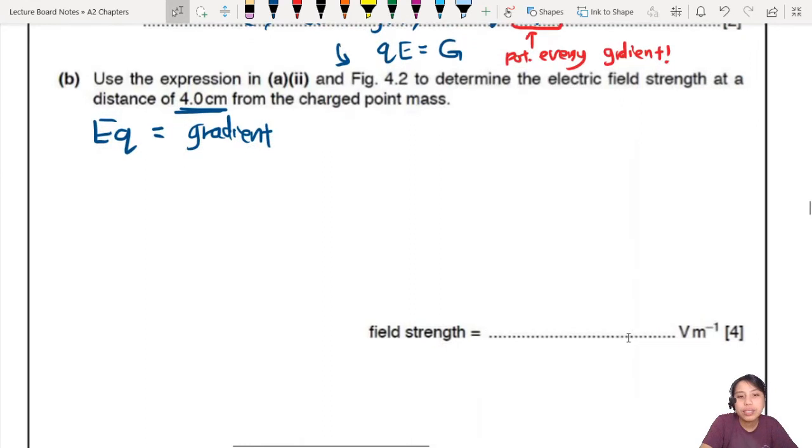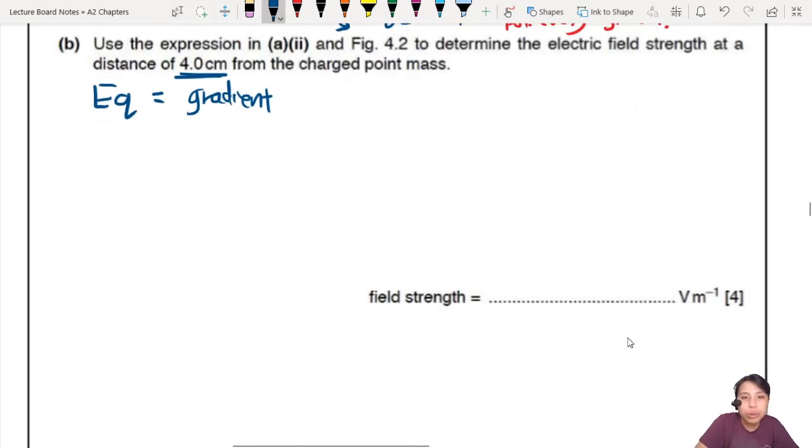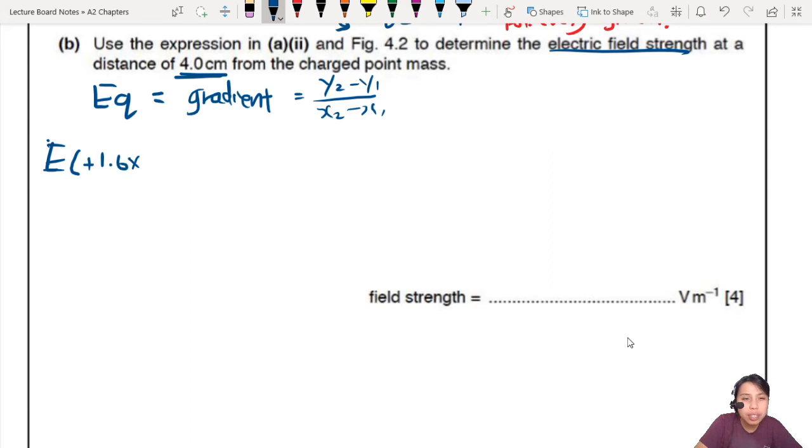Alright, back to calculations here. So the gradient is, in case you forgot already, y2 minus y1 over x2 minus x1. So you plug in your points, okay? So E, we don't know. Are we trying to find that? Yeah, we're trying to find E, the field strength. Okay, so the charge is a proton. So a proton will be positive 1e, which is 1.6 times 10 to the negative 19.